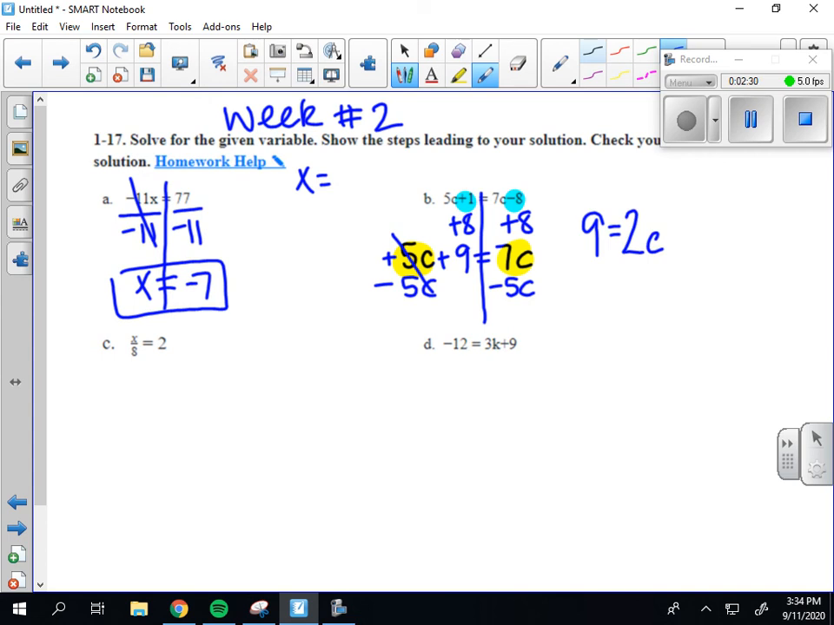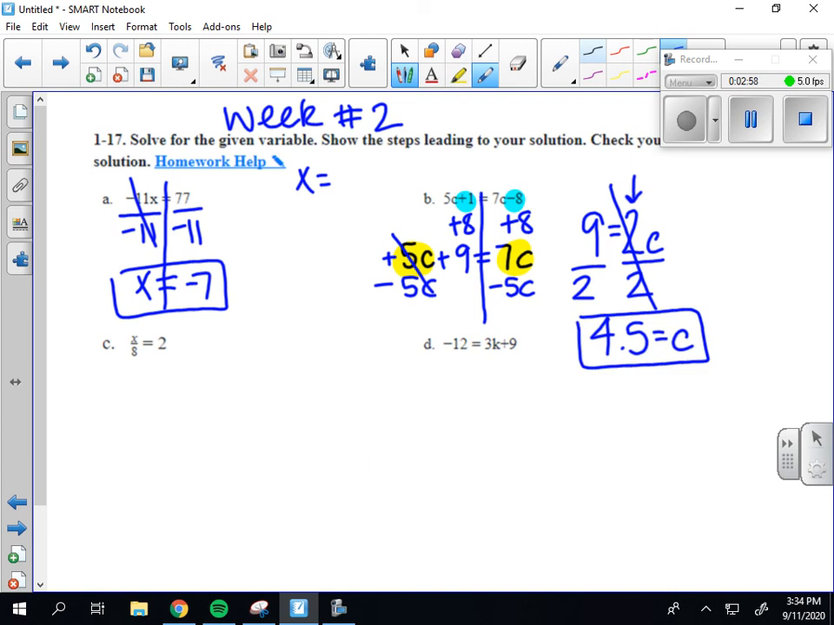I'm so close to being done. I need to get rid of this 2, right? I don't want it next to my c. I need my variable by itself. Right now, it says 9 equals 2 times c. In order to undo that multiplication, I need to divide by 2. And whatever I do to one side, I have to do to the other. So then this cancels. 9 divided by 2 is 4.5. And that equals c. So you've got your solution.